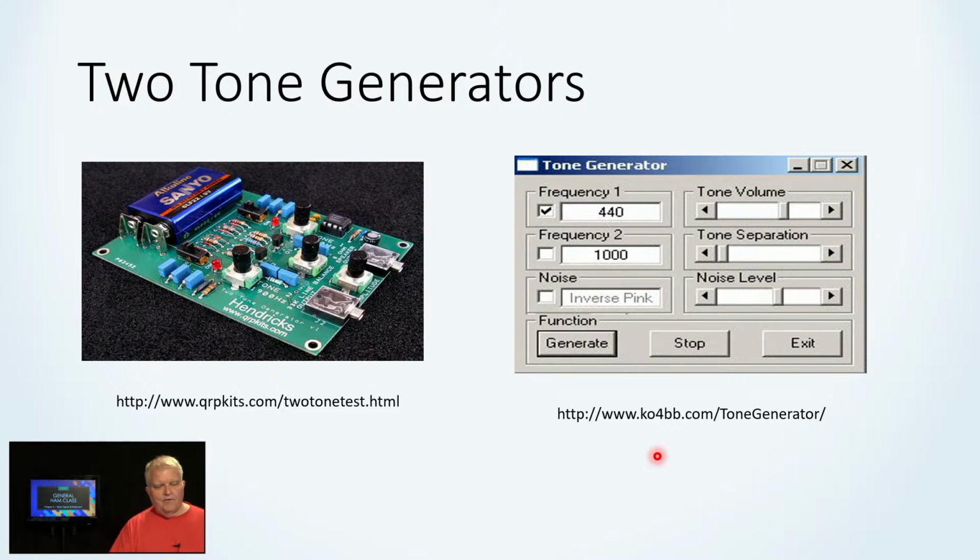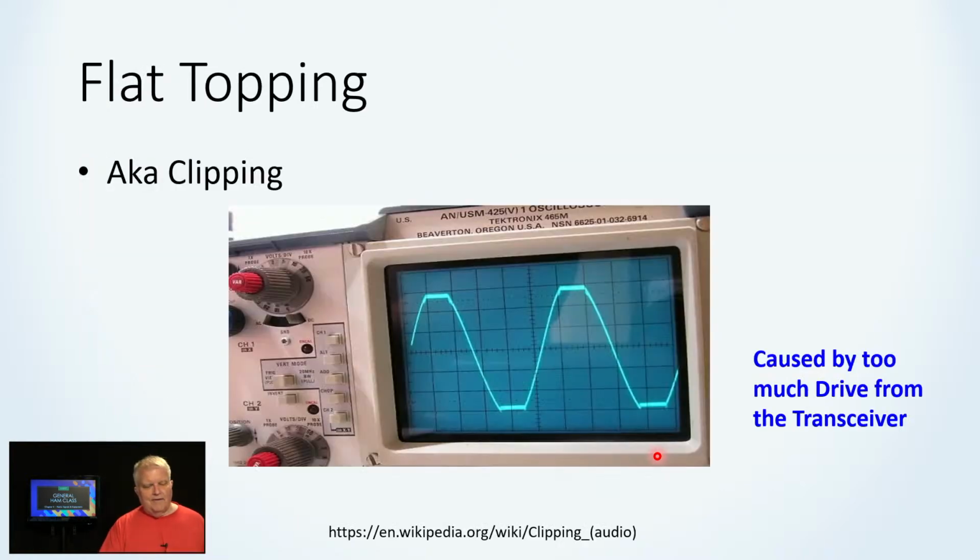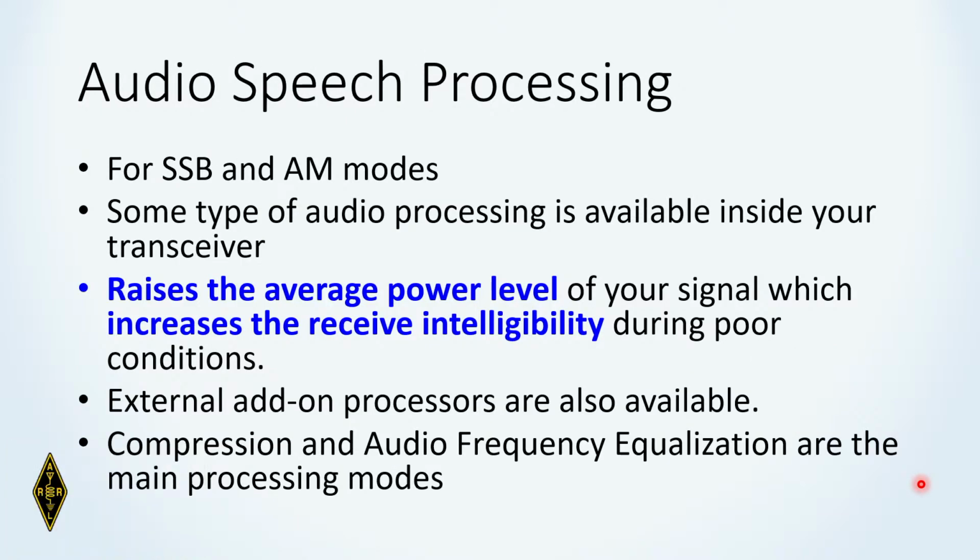Overdriving amplifiers is bad whether it's tube type or solid state, and this is what you get if you put too much signal into an amplifier. You get clipping. It's caused by too much signal from the transceiver. And where this can come into play is if you use speech processing. For single sideband and AM modes, you'll find audio processing built into the radio. It increases the average power level of your signal, which increases the receive intelligibility at the far end.